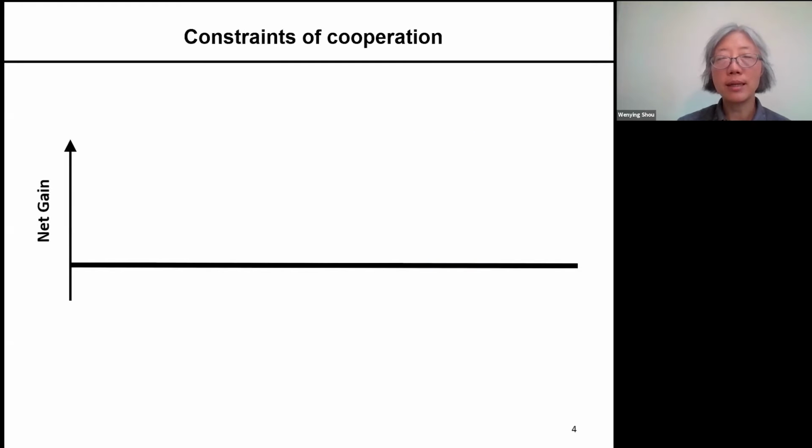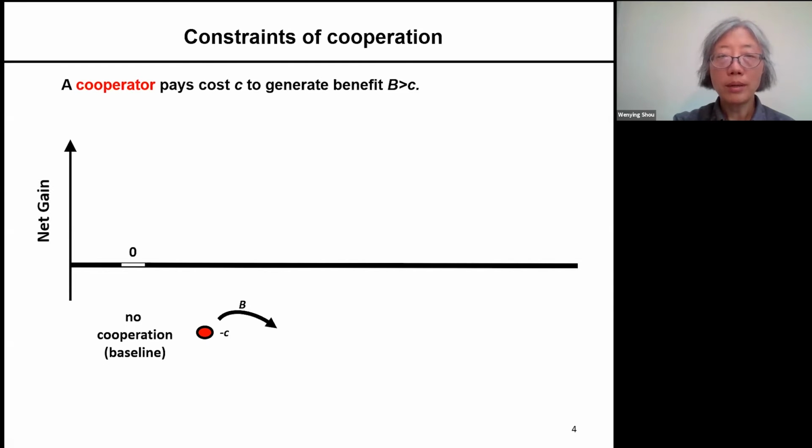I want to more rigorously define constraints of cooperation. So let's consider the net gain. When there's no cooperation, the baseline, the net gain is 0. A cooperator pays a cost C to generate a benefit B greater than C. So if this cooperator interacts with another cooperator, then the net gain would be B minus C. And because B is greater than C, B minus C is greater than 0.